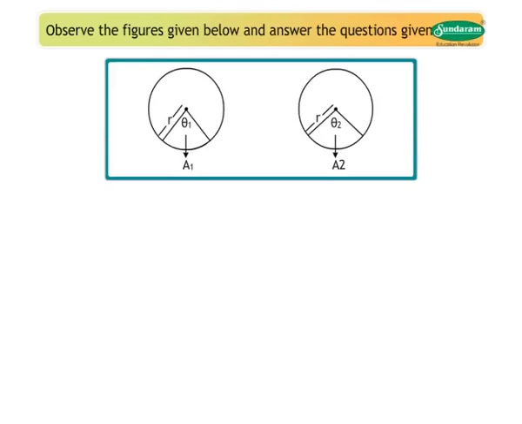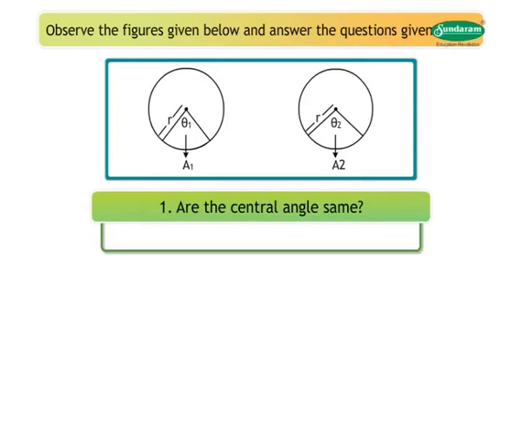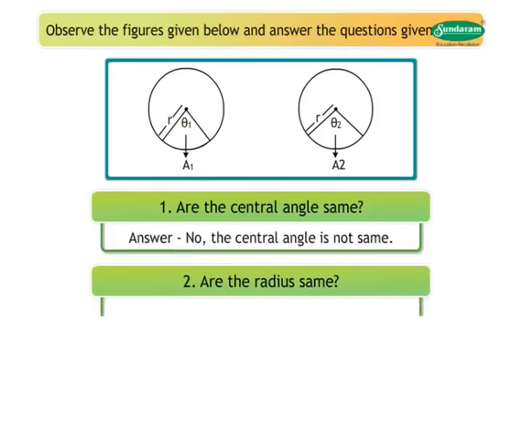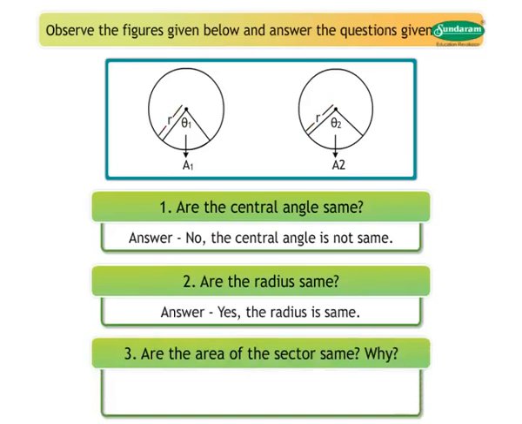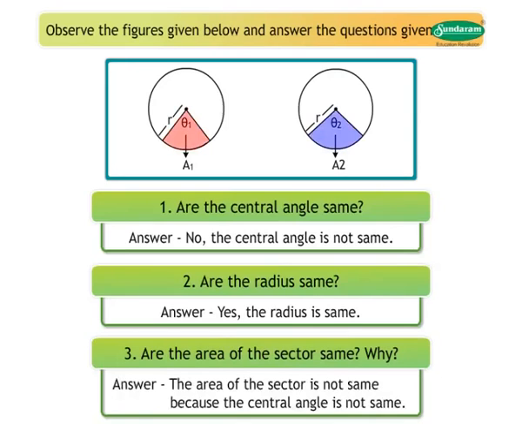Look at figure 2. Number 1. Are the central angles same? Answer. No, the central angle is not same. Number 2. Are the radii same? Answer. Yes, the radius is same. Number 3. Is the area of the sector same? Why? Answer. The area of the sector is not same because the central angle is not same.